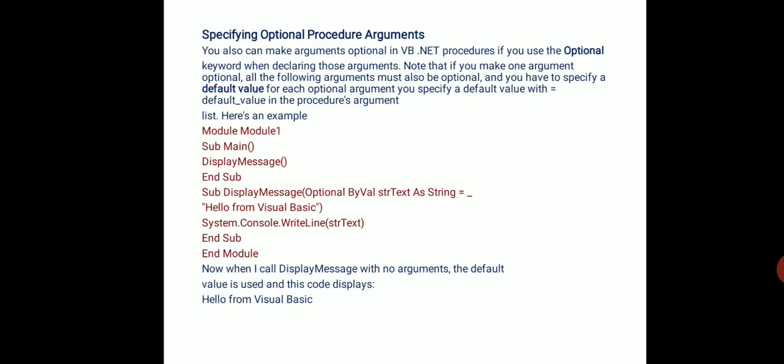Hello everyone, welcome. This is your third chapter, the Visual Basic Language: Procedures, Scope and Exception Handling. See here, specifying optional procedure arguments.